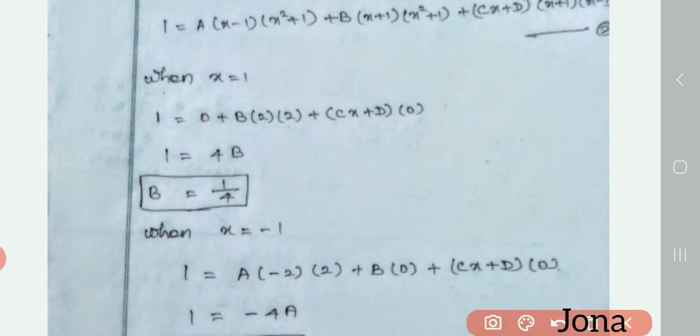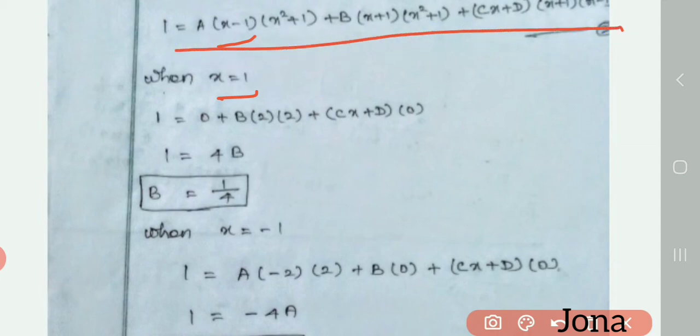In this I want to find the values of a, b, c and d. For this I want to equate this factor x minus 1 to 0. So x minus 1 equal to 0 means x equal to 1. Let me substitute the value of x to 1 in this long equation.